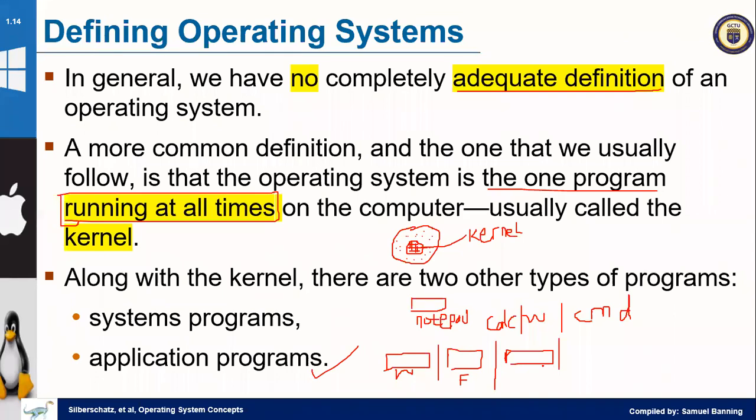So please note the difference between system programs and application programs. These system programs ship with the operating system, but the application programs are designed specially by programmers. Okay. All right. Please, any questions?